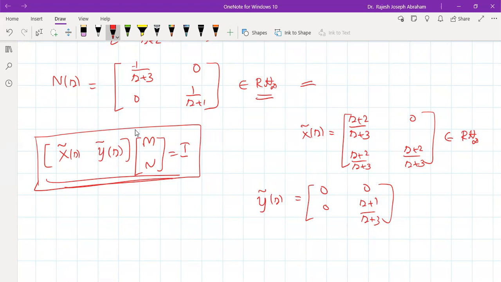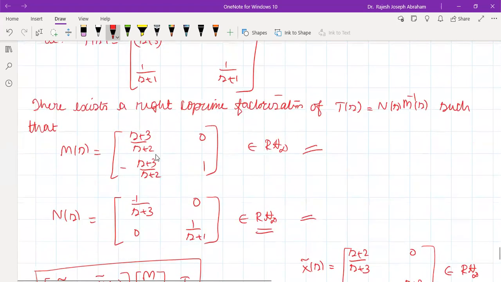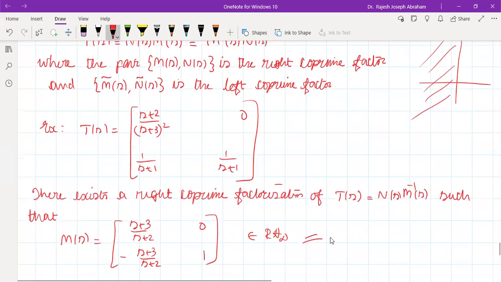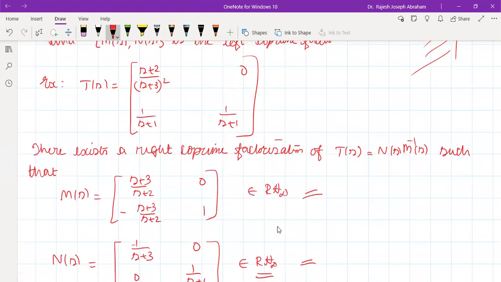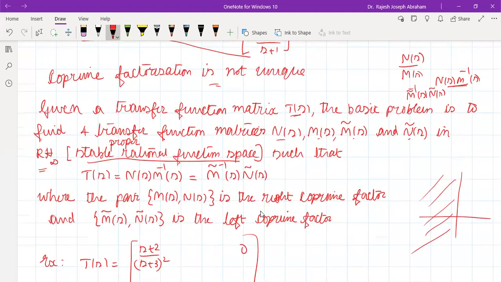Sir, how do we find M and N just like that? See, M and N, you see what was our original transfer function. Okay, M and N must be suitably chosen so that they are stable and they are in a rational function form. Okay, see here, is to find four transfer function matrices. So your M and N should be stable, proper rational function. That's all.